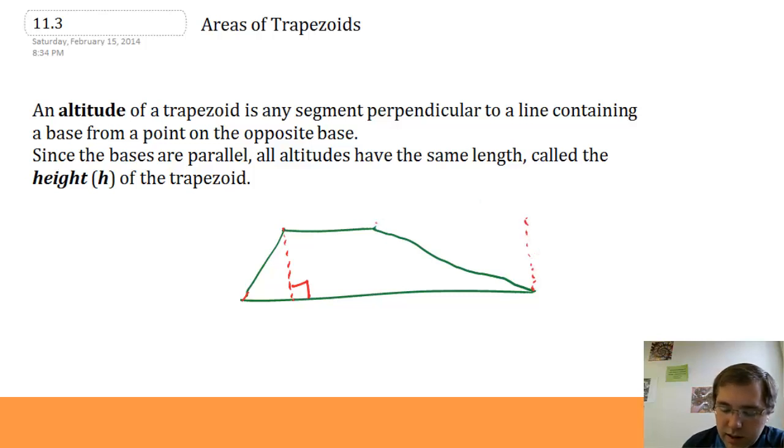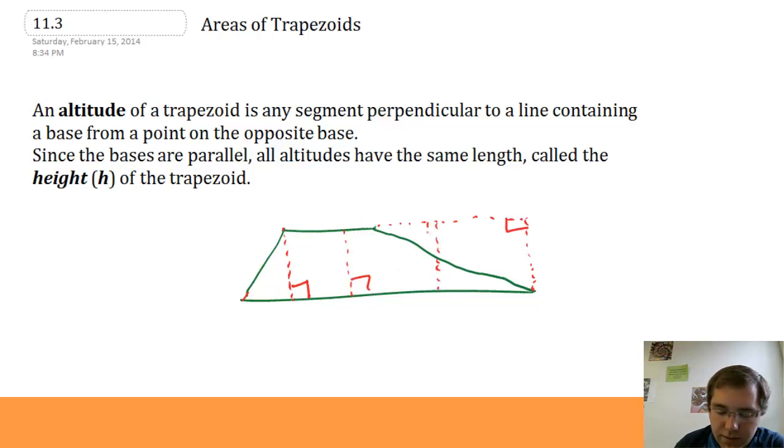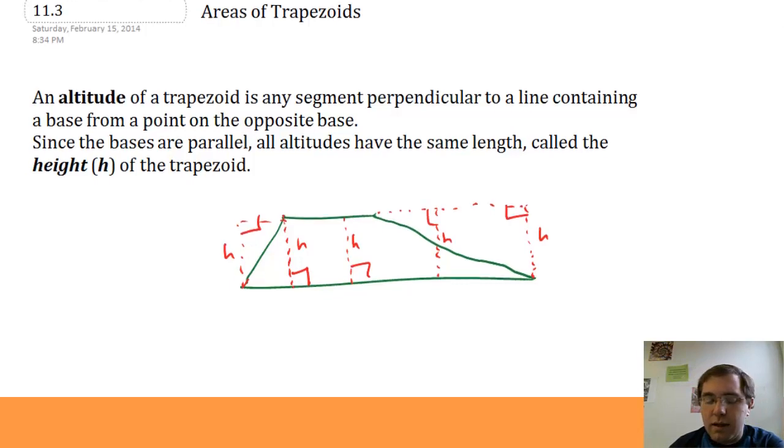Since it has to be perpendicular, it's going to have to go straight up like that, which means I'm going to have to extend the top base over there. So that would be perpendicular to a line that contains the base on the top of the trapezoid. So it may not be perpendicular to the actual base as long as it's perpendicular to a line that contains the base. But this means that no matter which altitude I draw, they're all going to be the same length. And we'll call that length the height, h. Okay, and that height is going to play a role in the area of a trapezoid.